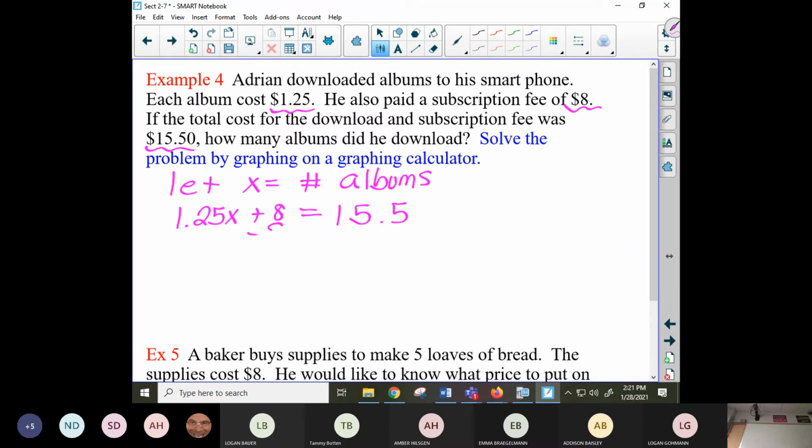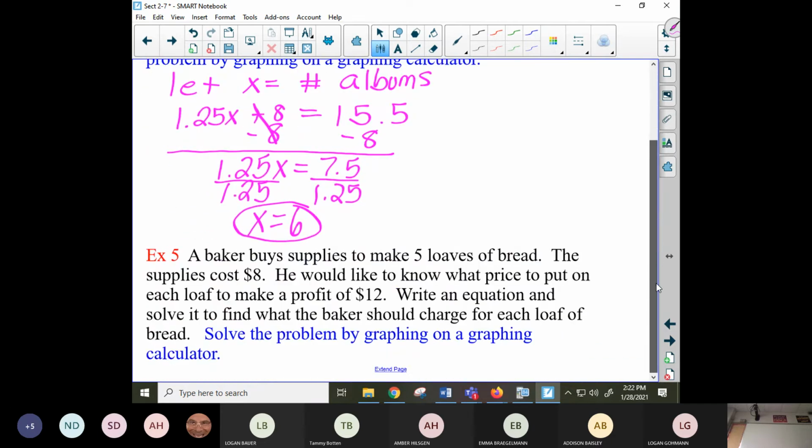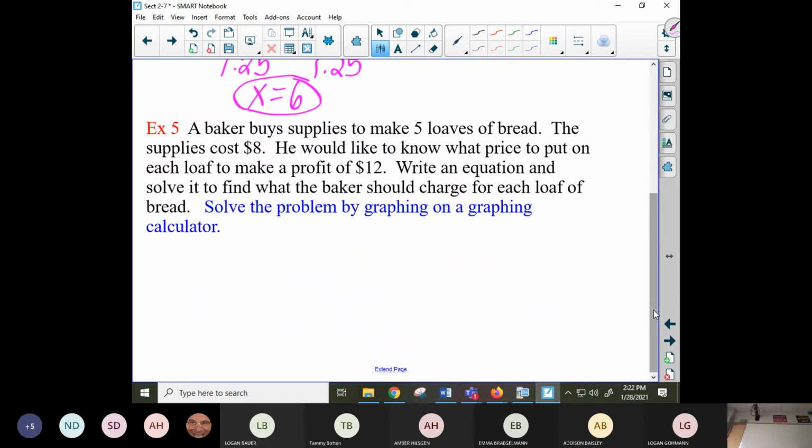Now what I'm gonna do, this one, I am just gonna use algebra. And I get 1.25x equals 7.5, divide by 1.25. And this should be a whole number. If it's not, you've done something wrong. What did you guys get, 6? Yeah. Okay. So that is the amount of albums that he bought, is 6. That's your answer.